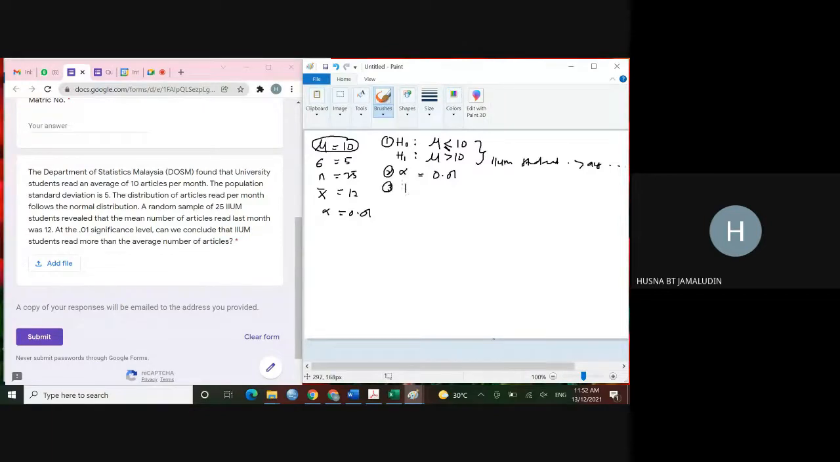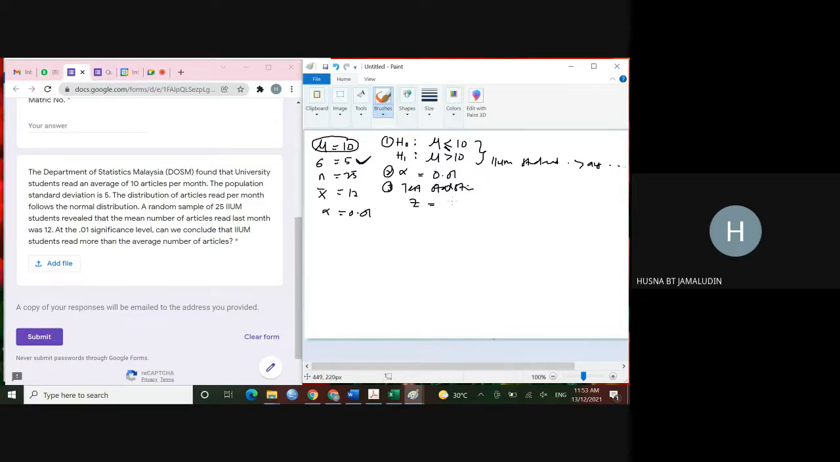Number 3, you have to write your test statistic. There are many types of test statistics. You have T, Z, F later on, and many other tests. In this case, what test should you use? Z or T? Z. Why? Because the sigma is given. That's why you have to use Z.